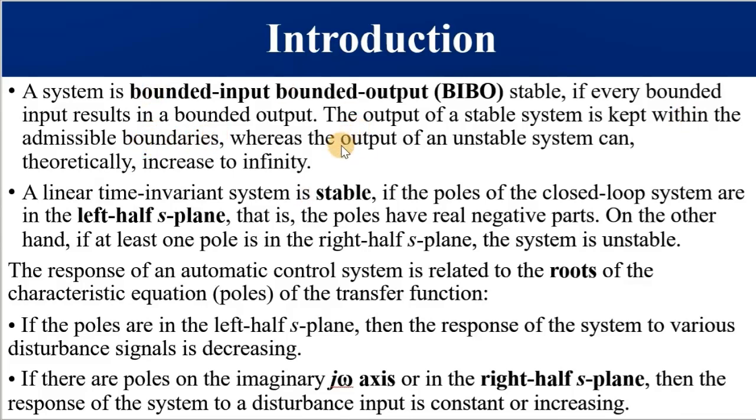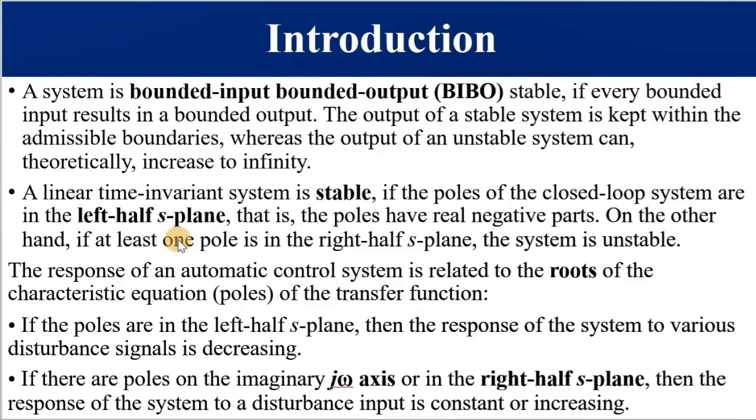Whereas that of an unstable system can even increase up to infinity, which means for a bounded input we don't get a bounded output. We defined what a linear time invariant system is, and we are saying a linear time invariant system is stable. You now know what the poles of a control system are. We are saying the poles of the control system must be in the left half of the S plane. You know what an S plane is.